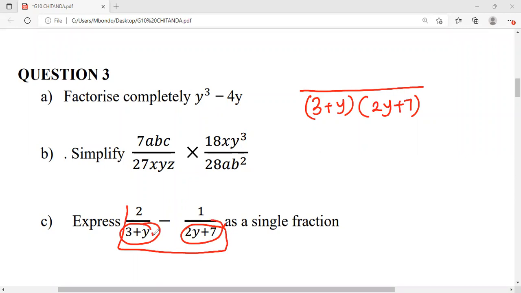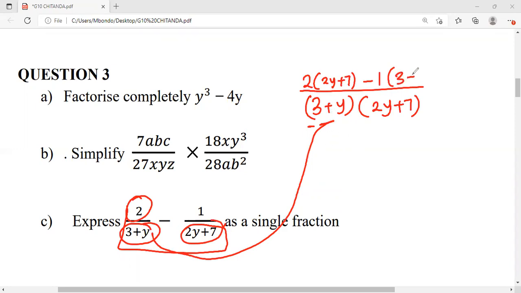So when we divide our lowest common multiple by this one, the whole thing, if we divide it by 3 plus x, you will discover that this 3 plus x will cancel with it. So we'll end up remaining with 2y plus 7. So 2y plus 7 has to be multiplied by this 2 here. So I have 2y plus 7 minus 1. Then when you do the other thing, you discover that you remain with the 3 plus y.